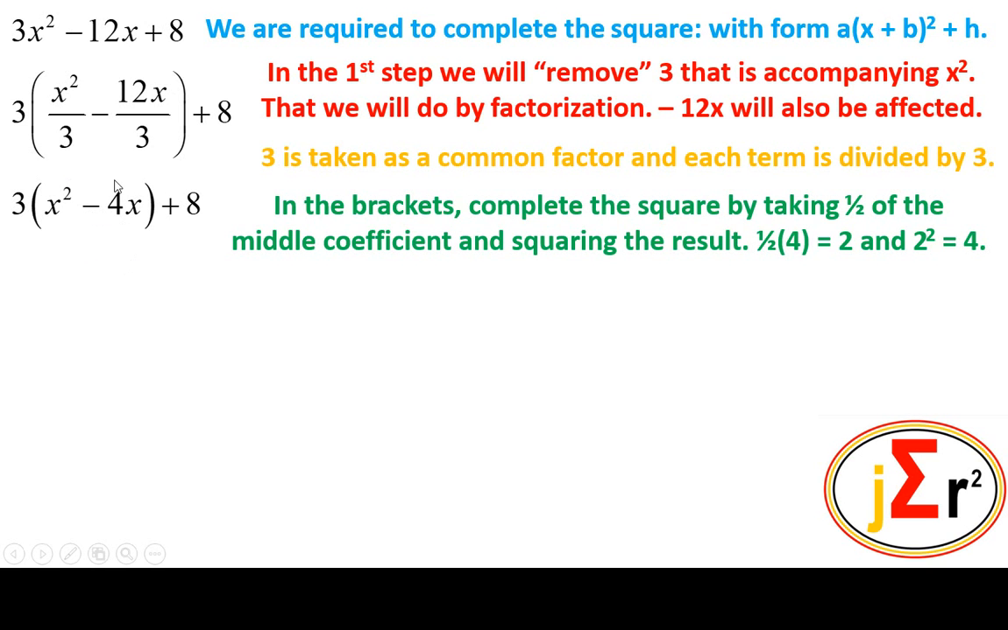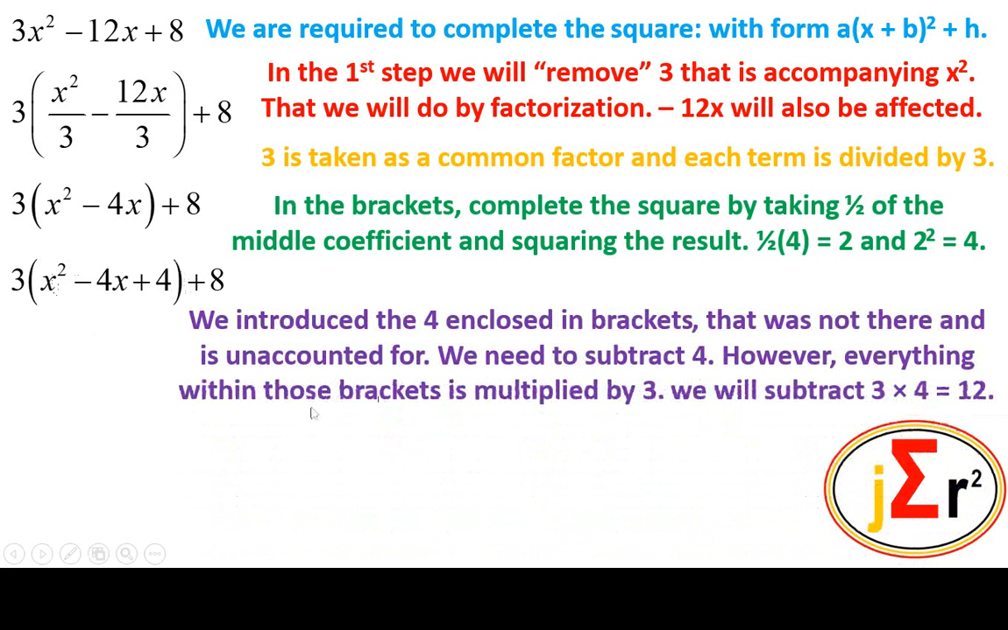Therefore, inside here, accompanying these two terms, we'll have a square term, which is positive 4. Notice that everything is the same, with the exception that this 4 is added. And this 4 is what is required to complete the square. We take half of the middle coefficient and square it. Therefore, we have a complete square inside here, a perfect square, and this square is completed. However, we introduce this 4 that was not there before. It is therefore unaccounted for.